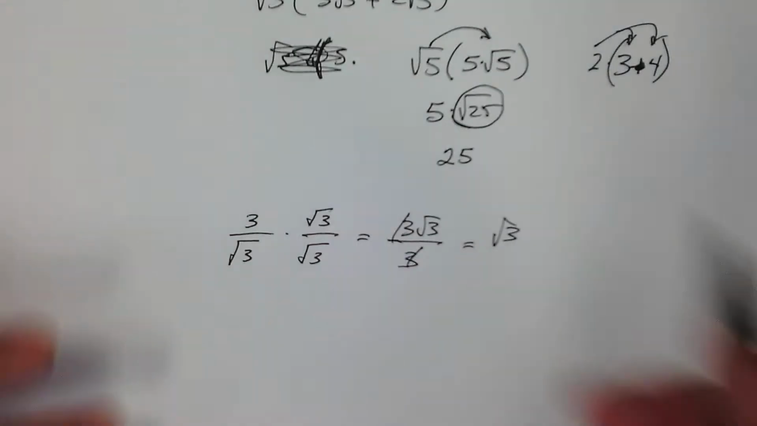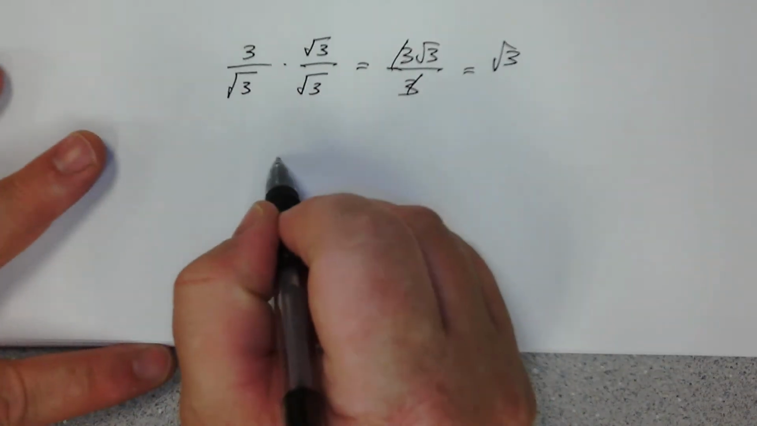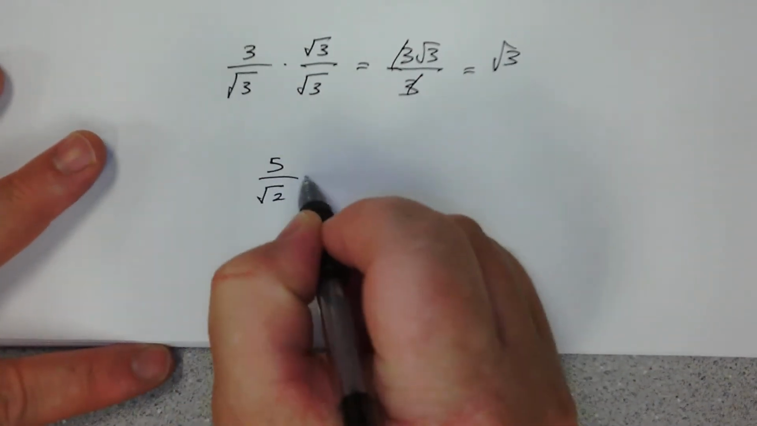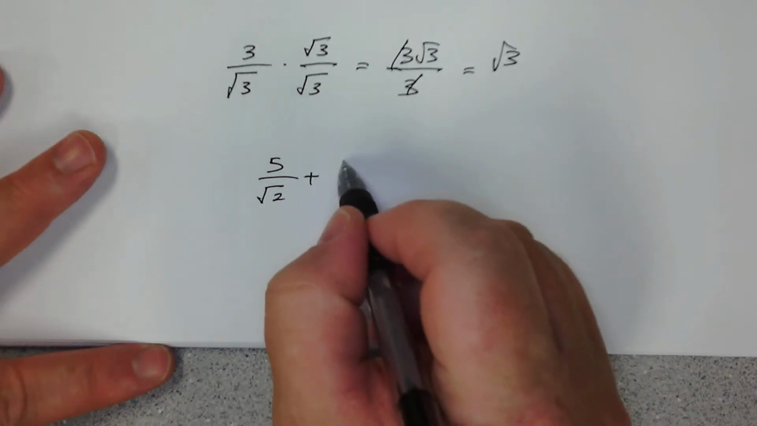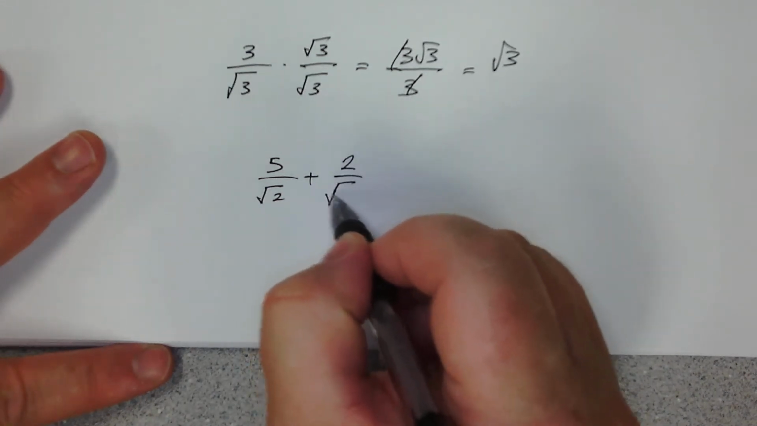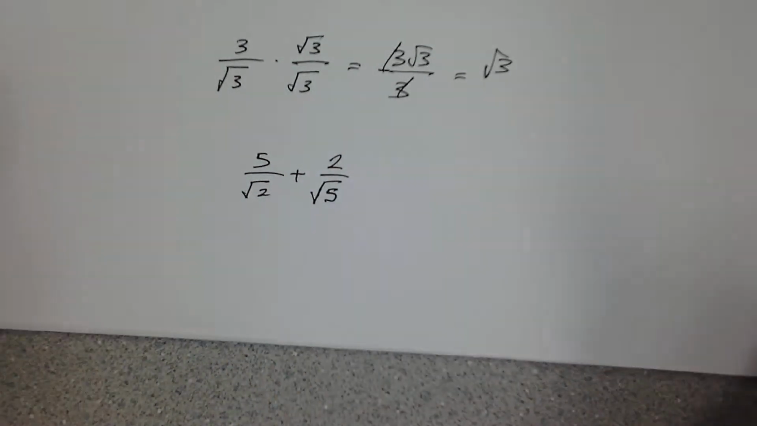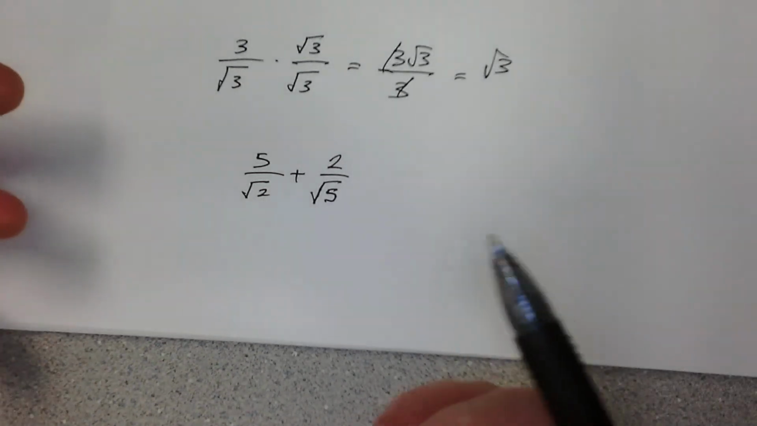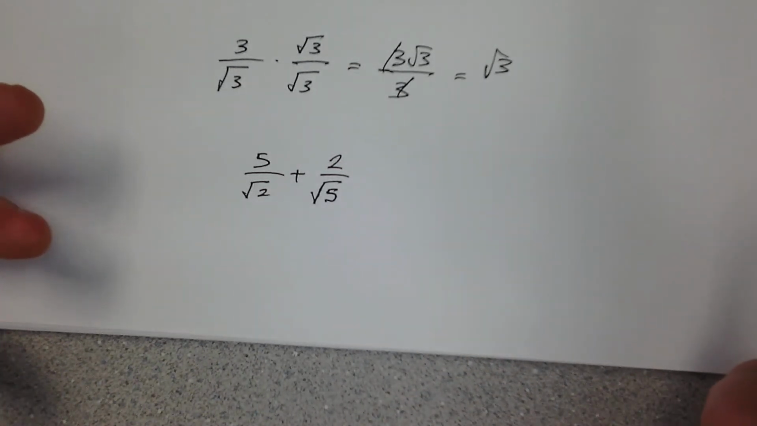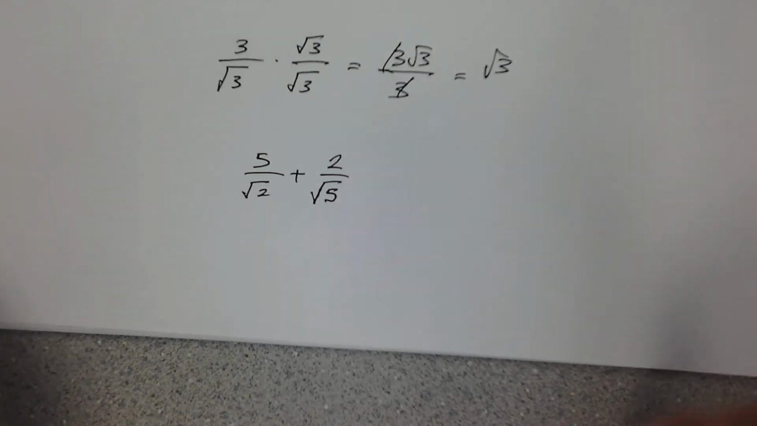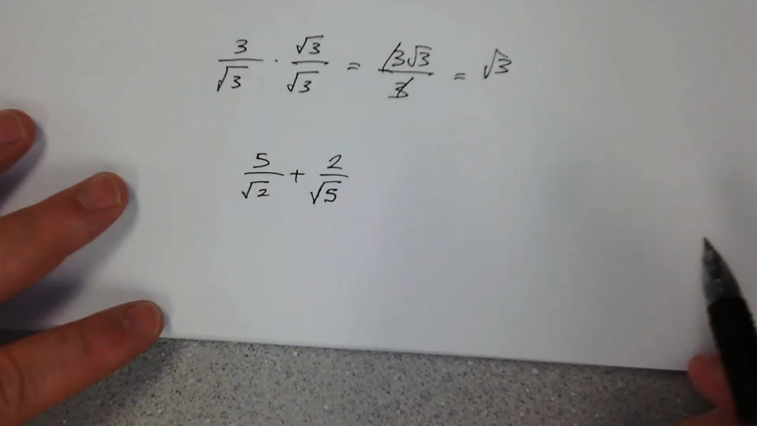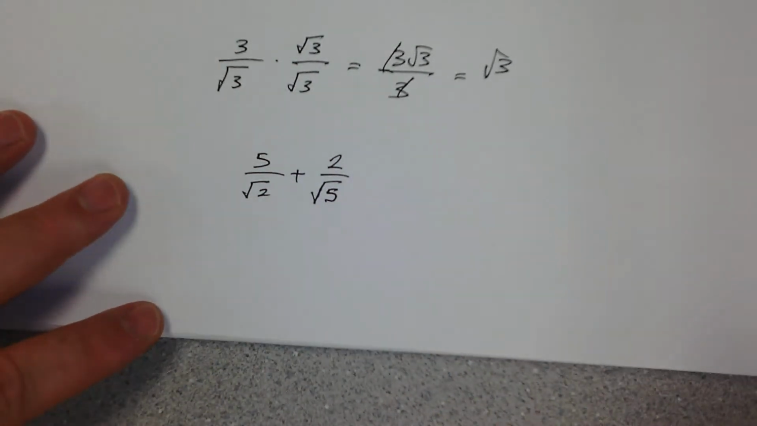All right. How about this right here? 5 divided by the square root of 2 plus 2 divided by the square root of 5. I know a lot of people had questions about this one. Oh, man. So to do this, we're going to have to get a common denominator. We could do it now, or we could do it later. Doesn't really matter. By later, I mean we could rationalize these denominators first and then get a common denominator.